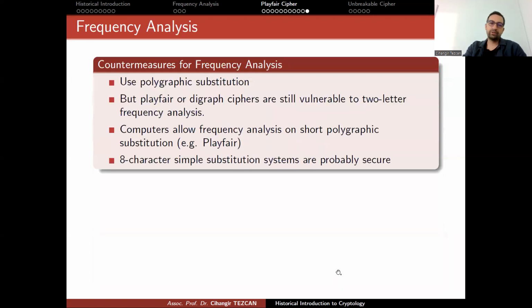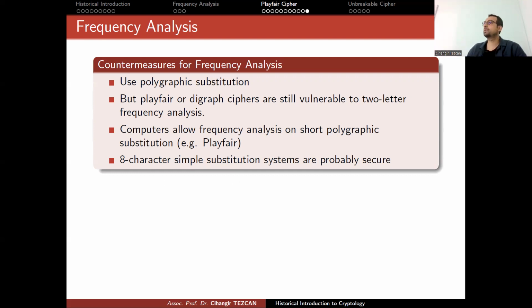Okay. So if the digraph doesn't work, like if we can break Playfair, what can we do to avoid these frequency analysis attacks? We can use polygraphic substitution. Instead of 2 letters, we can replace 3 or 4. But Playfair or digraph ciphers are still vulnerable to 2-letter frequency analysis. So computers allow frequency analysis on short polygraphic substitution, like Playfair. If you perform 8-character simple substitution systems, they are probably secure, but you cannot do it by hand, right?